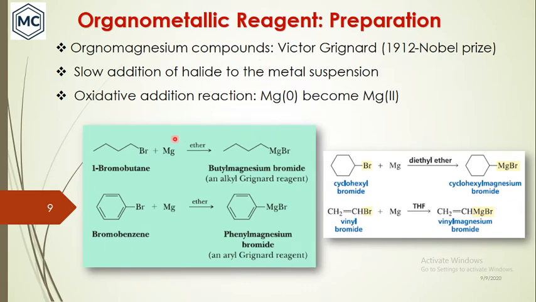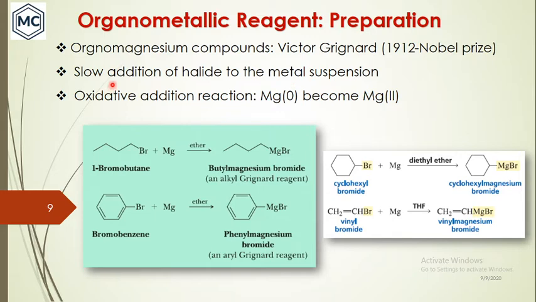Next one, preparation of organomagnesium compounds. It is called Grignard reagent. It is named after Victor Grignard. He discovered this compound and synthesized it first. He got the Nobel Prize for his work.